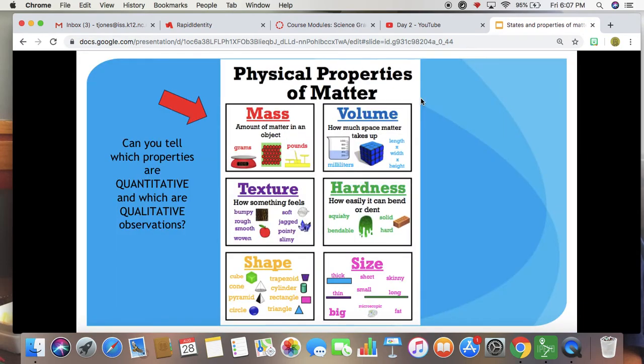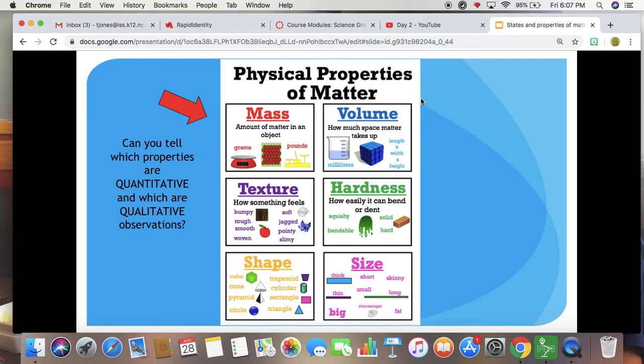This paper is an anchor chart for the physical properties of matter, and these are different qualities that matter has. Can you tell which of these are quantitative and which of them are qualitative observations? Remember, we mentioned those in class. Quantitative is numbers, quantity, and qualitative are observations or quality.